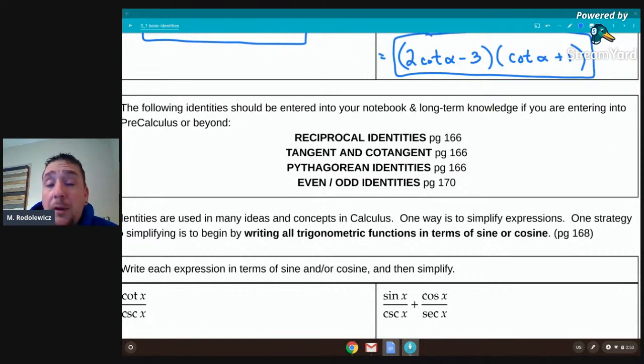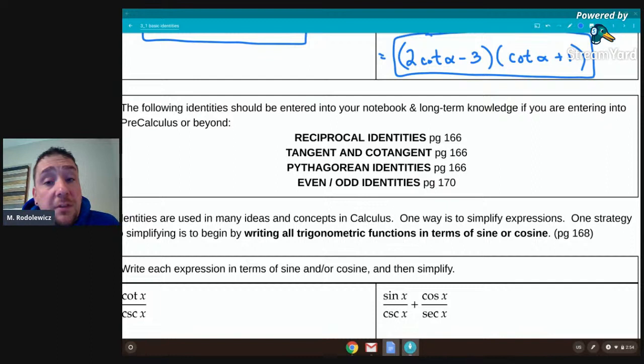So if you're taking pre-calculus and beyond, you need to know these identities very, very well, right? Having taught calculus many times, the difference between students who have success in calculus versus those who struggle are the ones who take the time and know their trig identities and know their trigonometry, all right? So please, again, copy these down and commit them to long-term knowledge, your long-term memory.